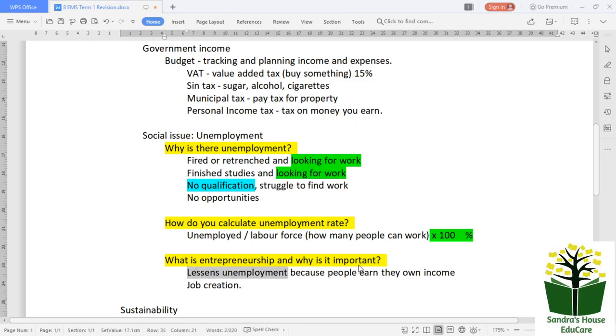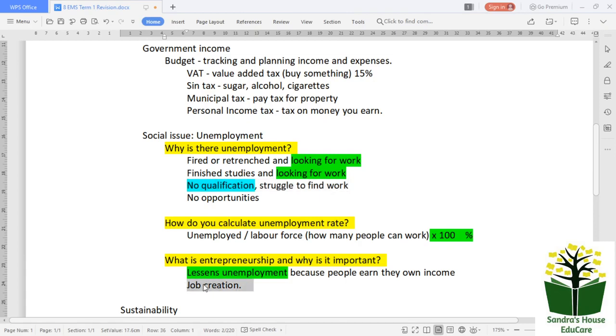If you can't find a job and you start your own business, then you earn an income and you're not unemployed anymore. So if these people who are fired or retrenched start their own business, then they are not unemployed anymore. People with no qualifications can start their own business too. Even if you have no qualifications, you can learn how to work in a garden and start your own gardening company. So there are people who can create jobs for themselves, which is entrepreneurship.